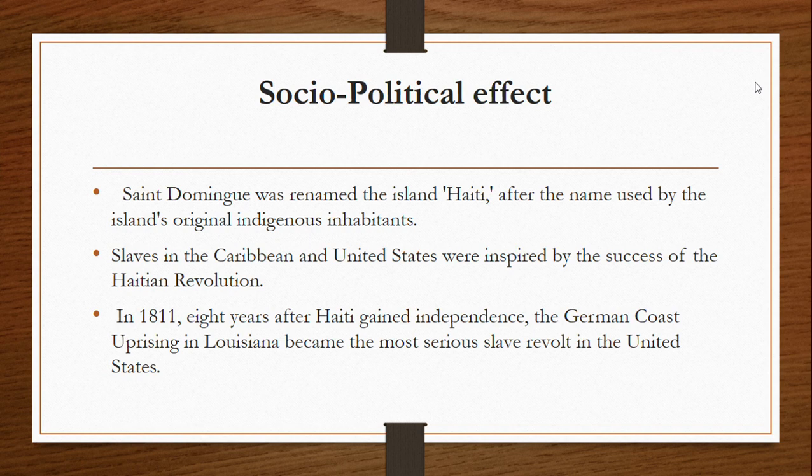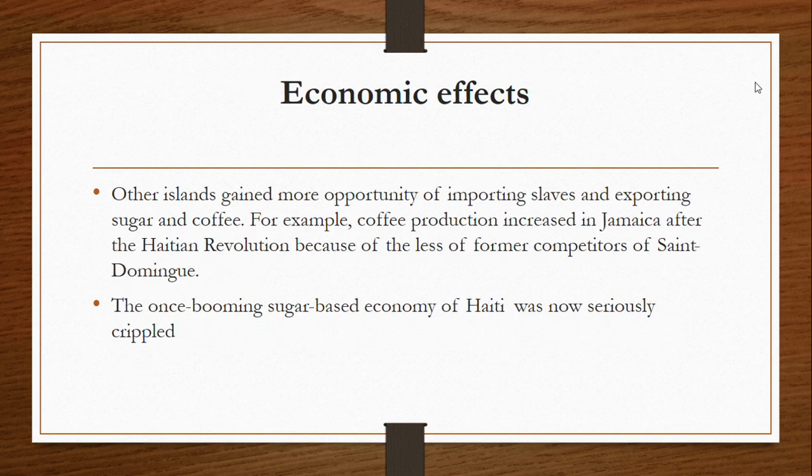Now, it says that in 1811, 8 years after Haiti gained its independence, the German Coast uprising in Louisiana became the most serious slave revolt in the United States. And it is believed that this revolt in Louisiana was directly impacted or influenced by the success of the Haitian Revolution. Now let us look at economic effects.